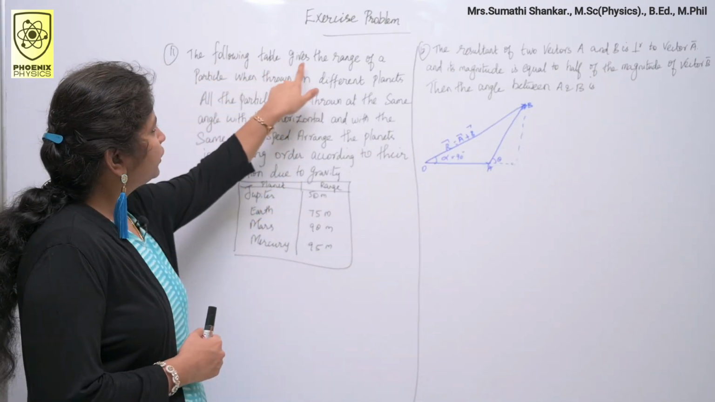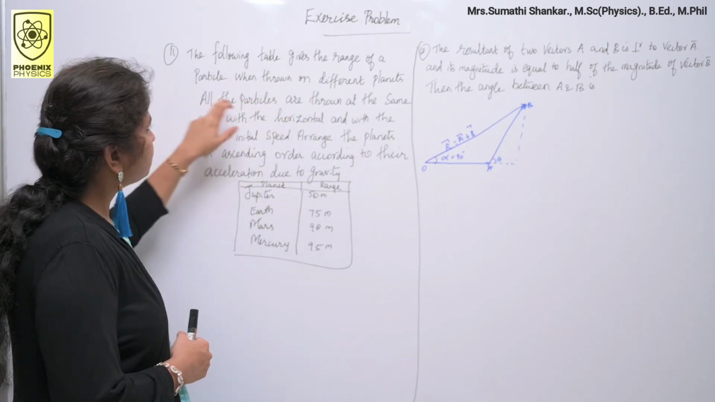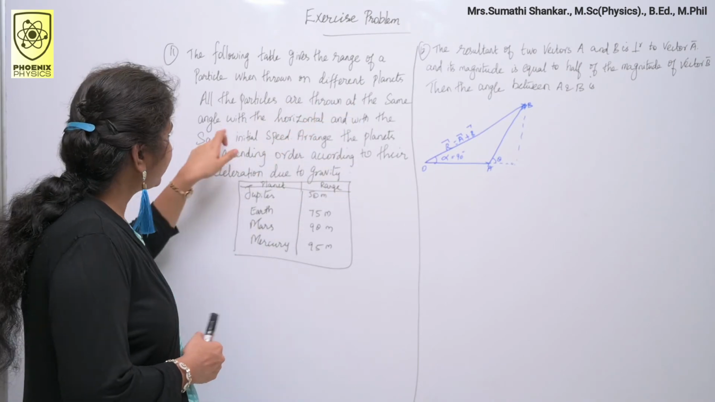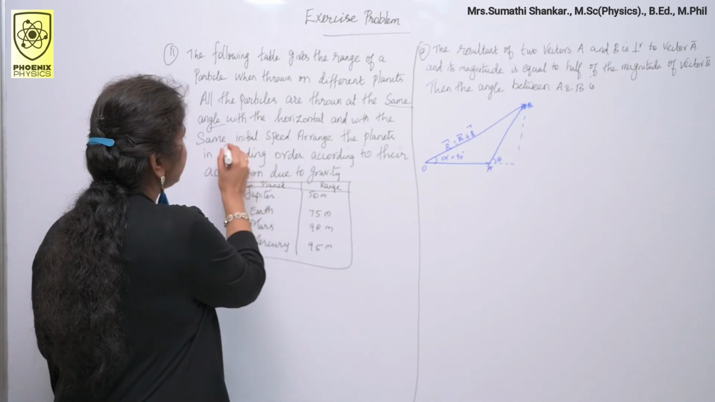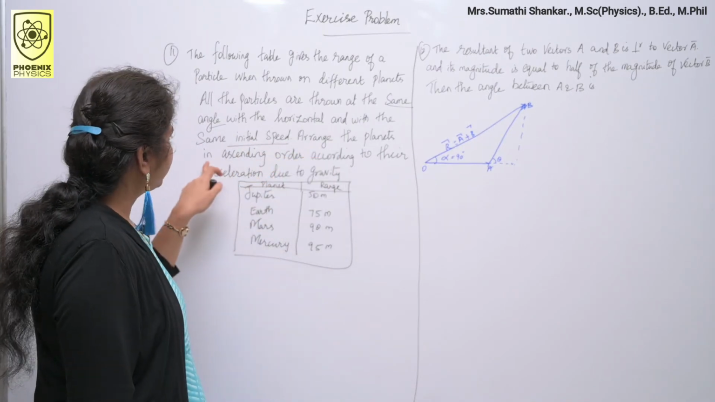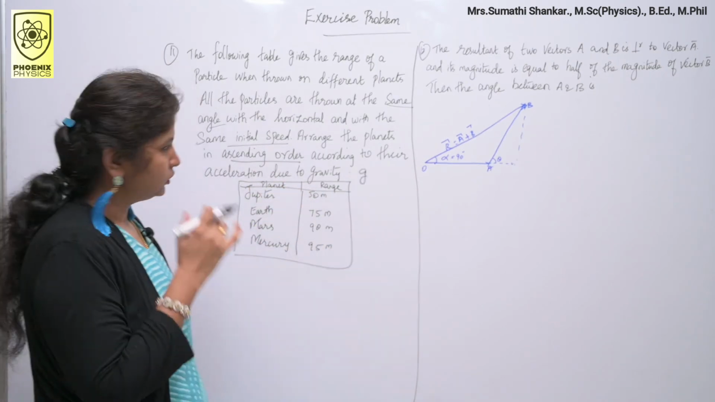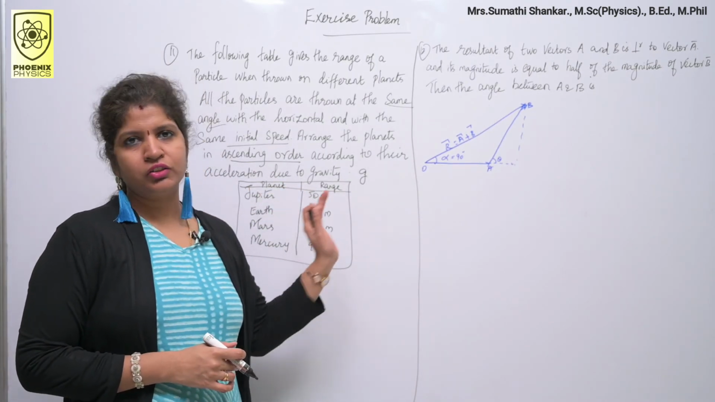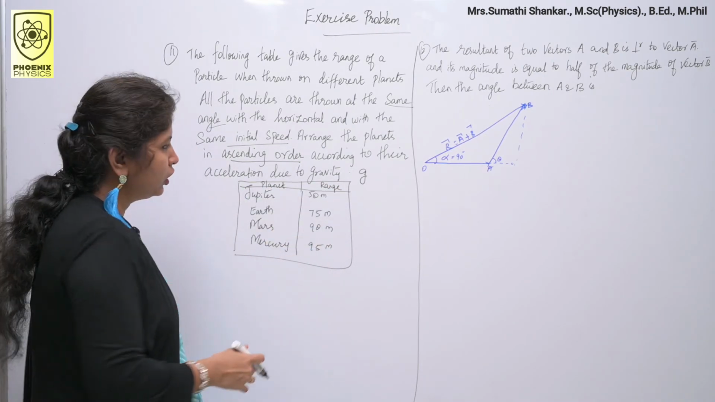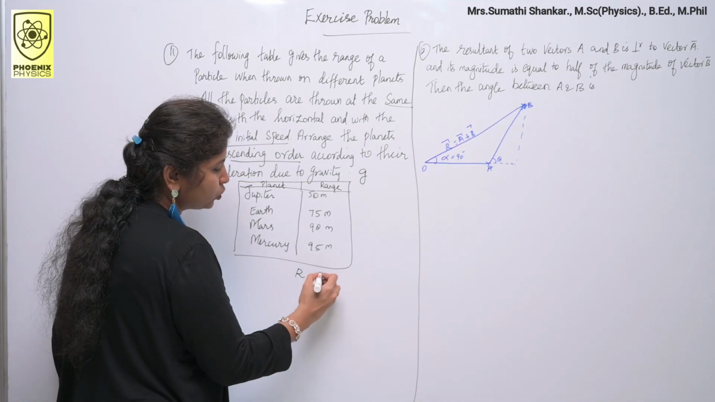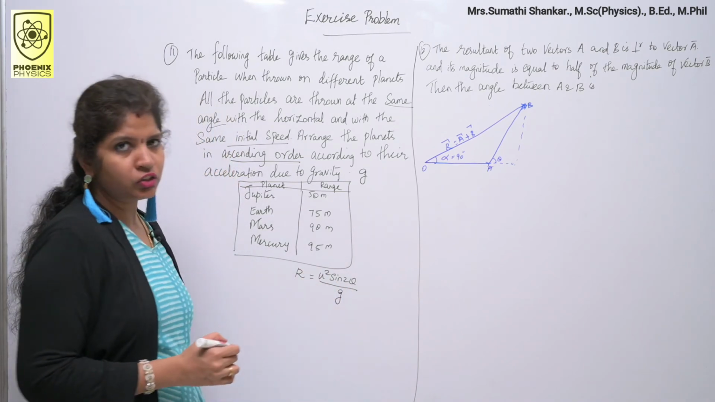Problem number 11. The following table gives the range of a particle when thrown on different planets. All the particles are thrown at the same angle with the horizontal and with the same initial speed. Arrange the planets in ascending order according to their acceleration due to gravity. Based on the g value, we have to arrange the order. First, some of the planets' names and their range are given. You know the range formula, R is equal to u square sin 2 theta divided by g. This is our range formula.